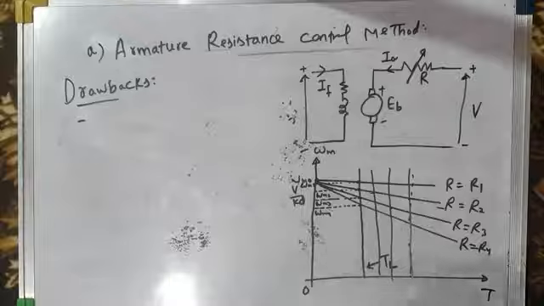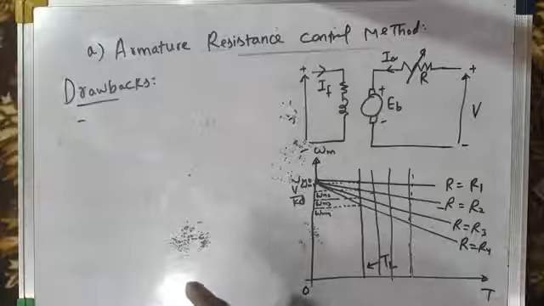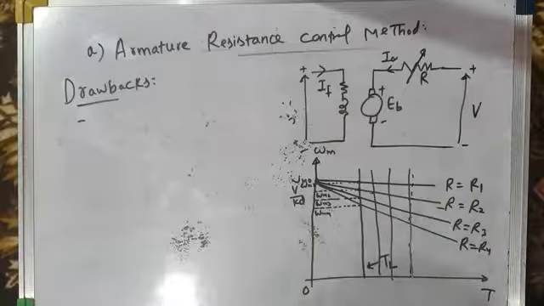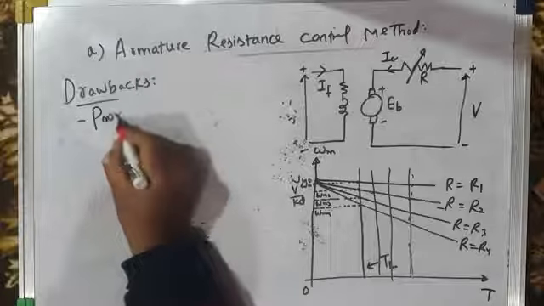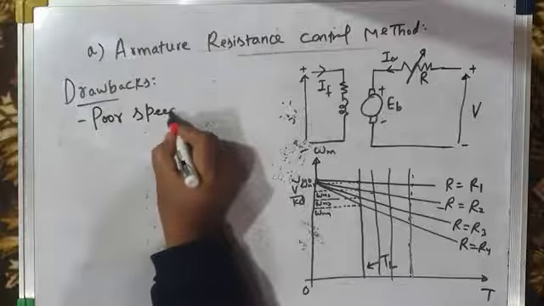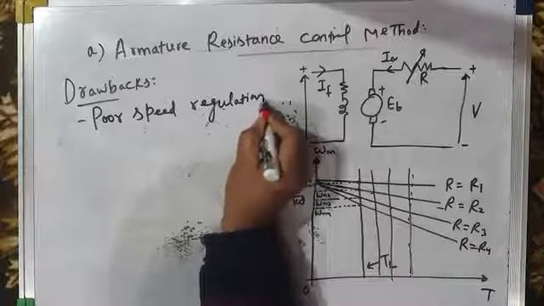What is speed regulation? It is the change in speed or drop in speed when you go from no load to full load as a percentage of full load speed. It is no load speed minus full load speed divided by full load speed. So the motor has poor speed regulation. In some applications, this may not be acceptable.